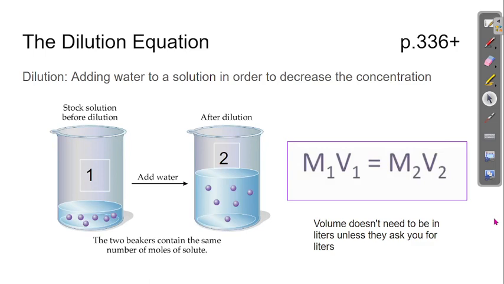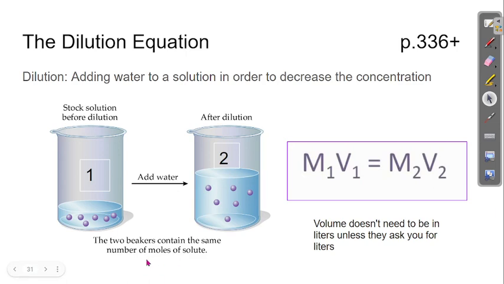So concentrations can be diluted. What do we mean by diluting? It means just adding water to a solution in order to decrease the concentration. So here we have a concentration, we add water, now that concentration is diluted.